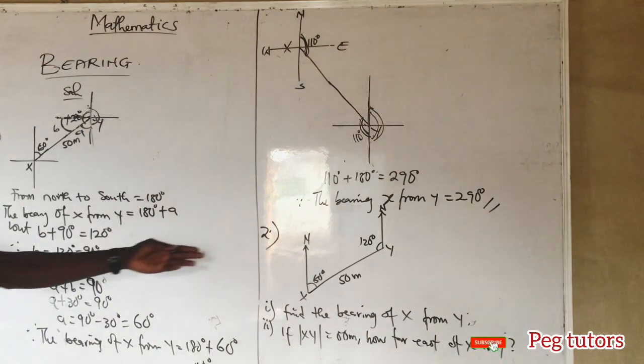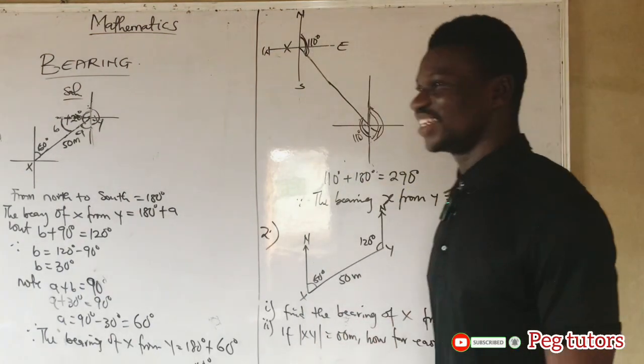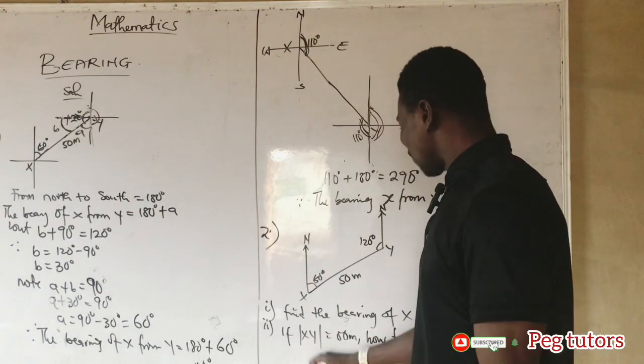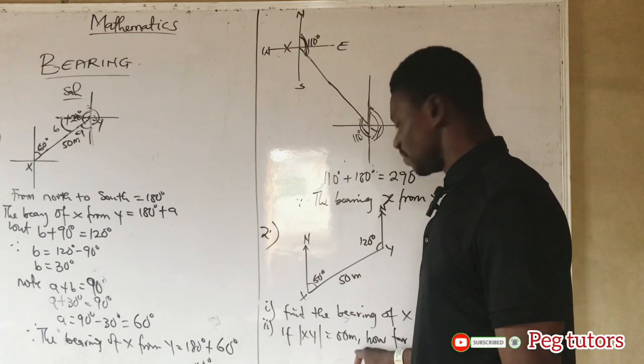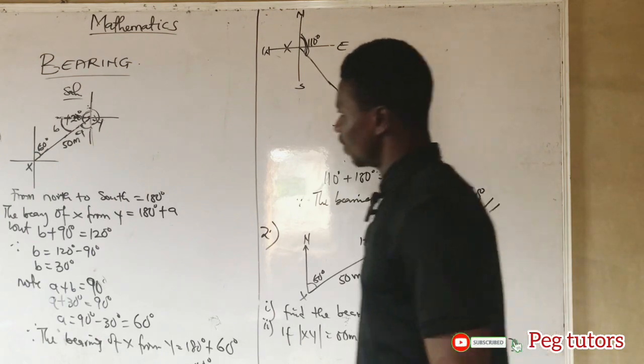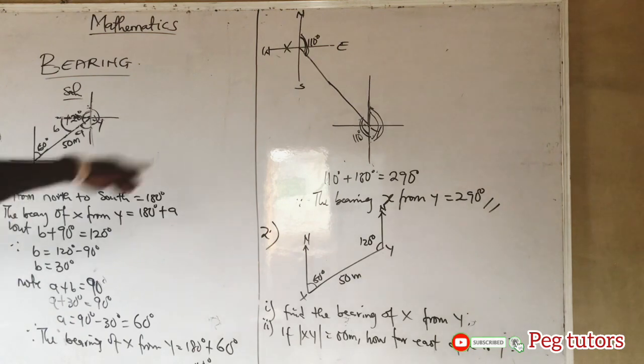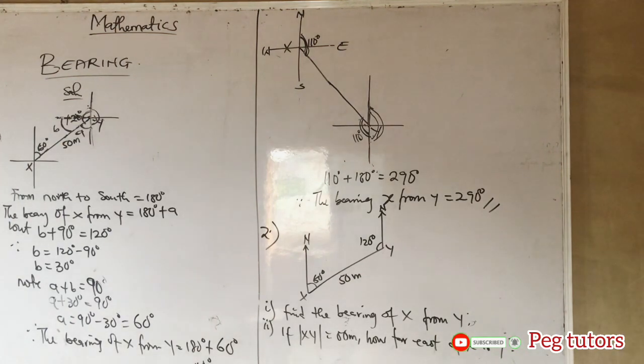Now, they gave us a second question. They said, if line xy is equal to 50 meters, how far east of x is y? East of x. Where is east of x? North, south, west. Where is the east of x now? How far east of x is y? So draw that east of x until it touches line y, until it touches any line that comes from y.